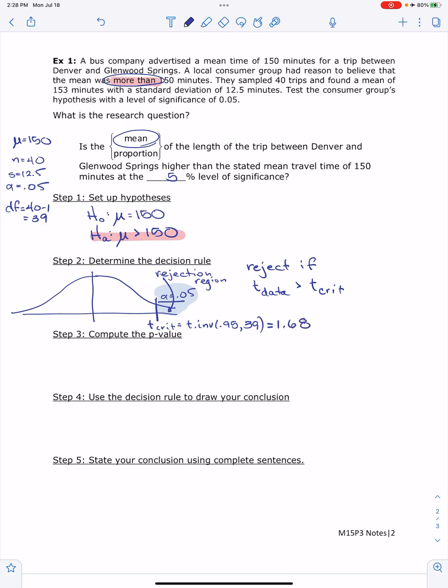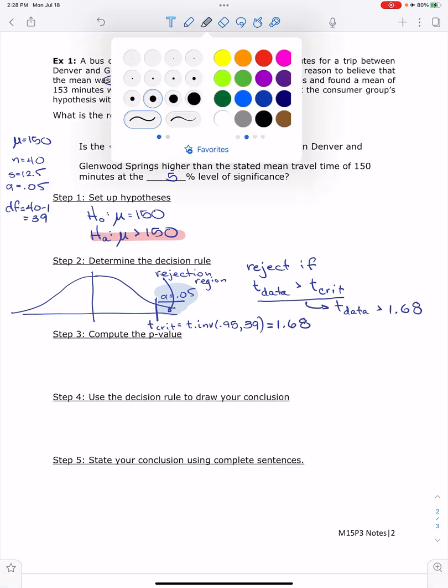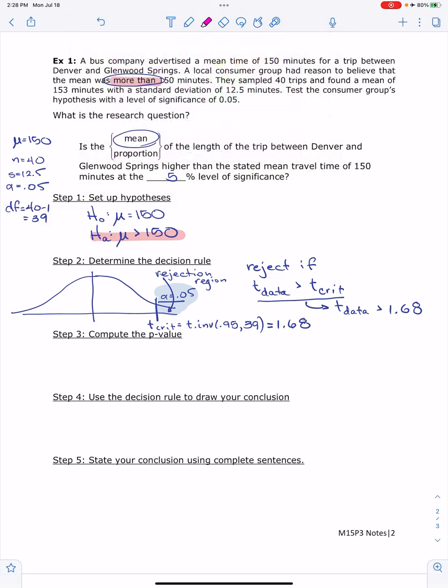So I'm going to reject if T data is greater than 1.68. And let's go ahead, and I don't think I did this a lot on the last one. There is my Excel command. So compute p-value, no, we're not. We're going to compute the test statistic.